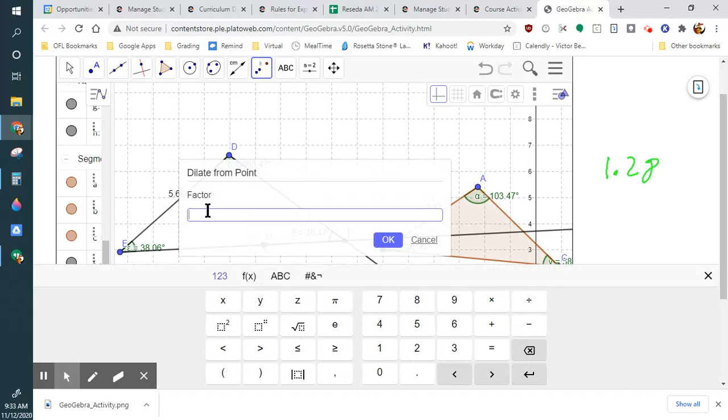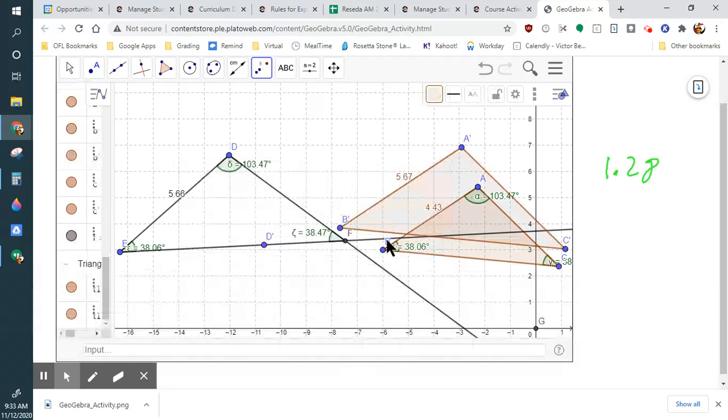All right, and it wants me to do the dilation factor. So that was that new over old that I calculated. All right, so I'm going to do this, pop that up, and you'll see that this triangle almost looks exactly the same as this triangle. The only difference you would have to do is rotate it and move it over. So if you rotated this a little bit and moved it over, they should overlap.